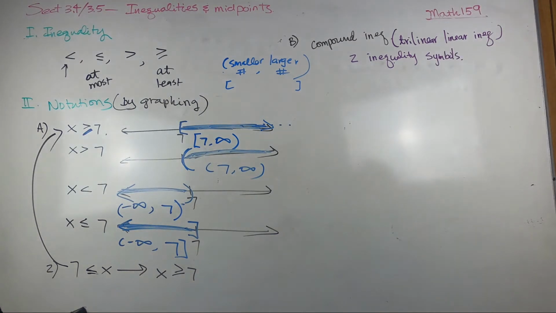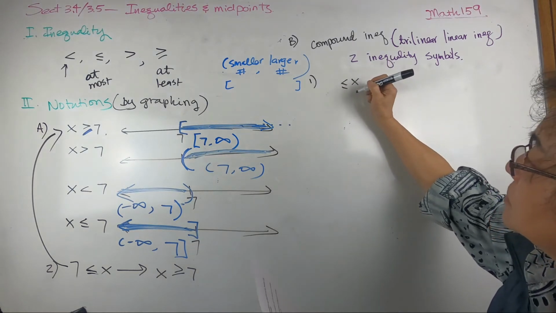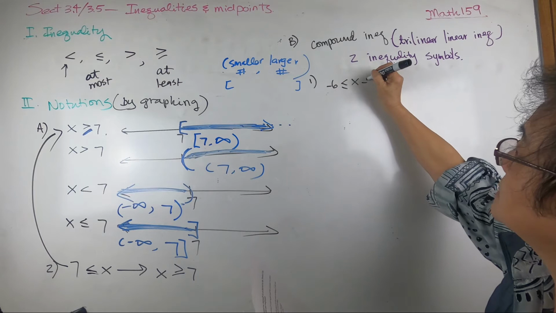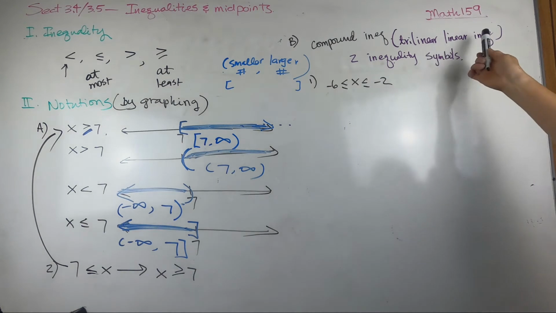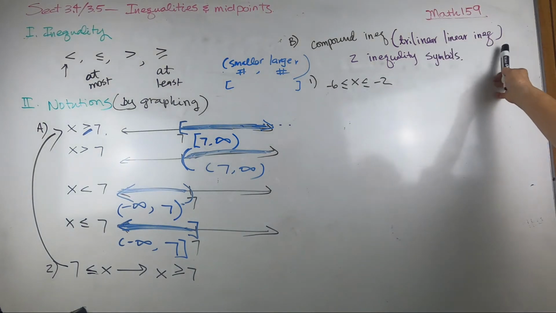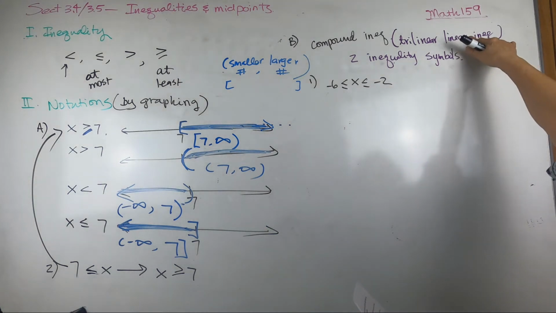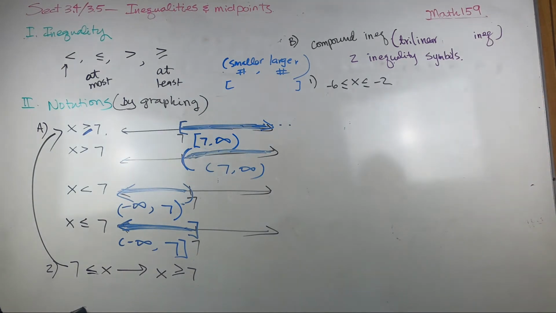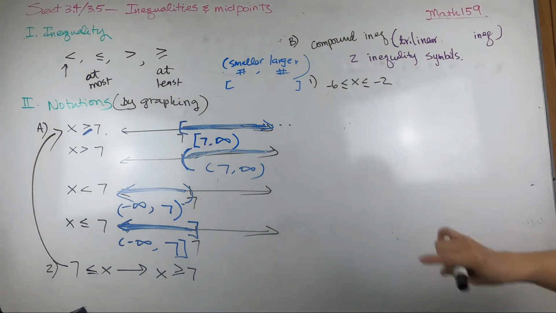Okay, let's see what they mean. If we write it this way, x is greater than or equal to -6 and less than or equal to -2. Some people call this a trilinear inequality. It means you have three things there, with x in the middle.